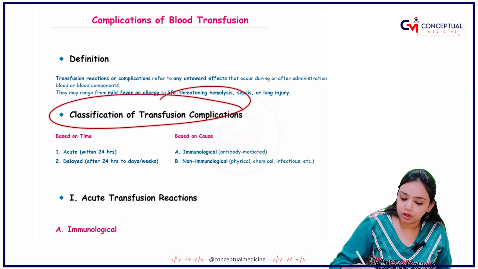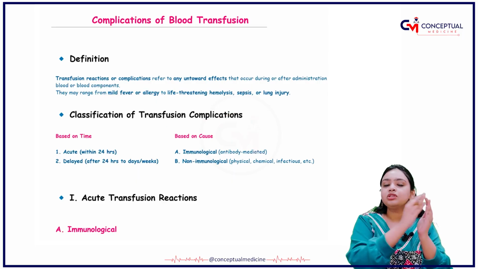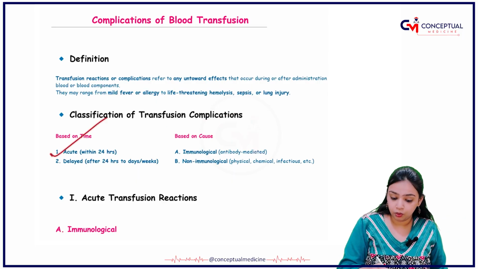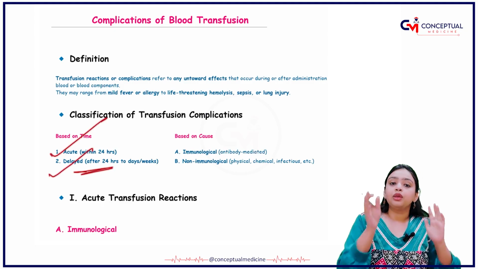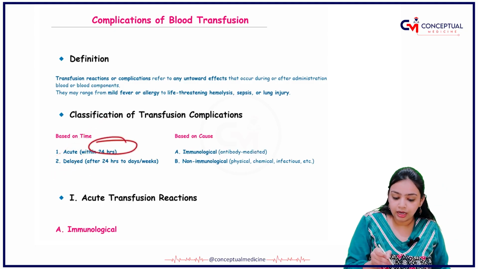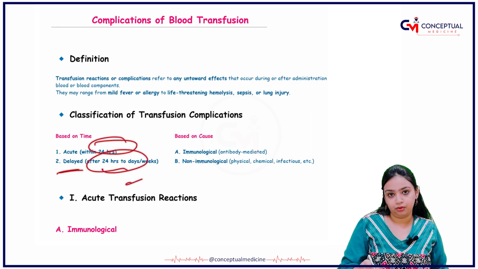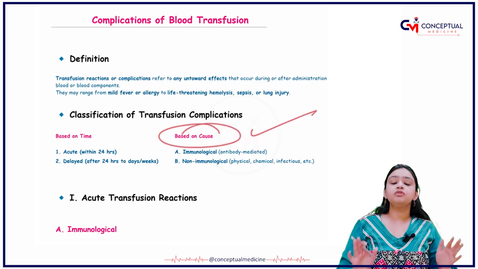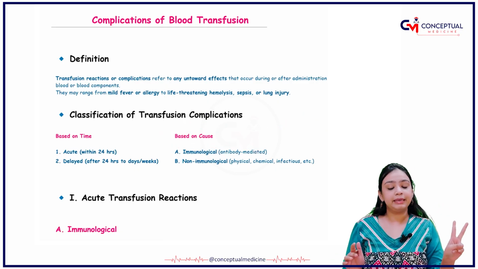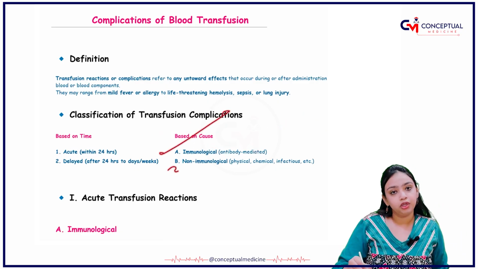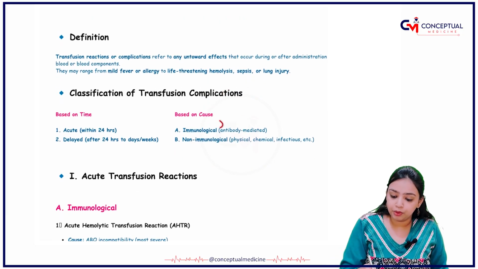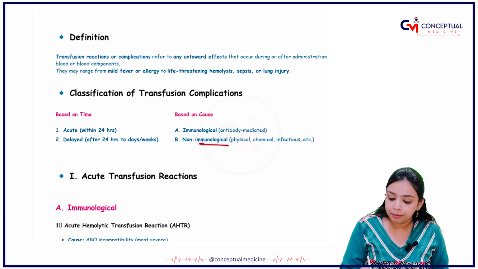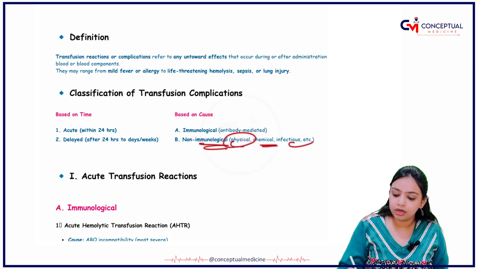Now, the classification can be based on two things. First is the time. It can be either acute or delayed. Acute is within 24 hours and delayed is after 24 hours. Based on the cause, you have two types: immunological and non-immunological. Immunological is antibody mediated, and non-immunological is physical, chemical or infectious.